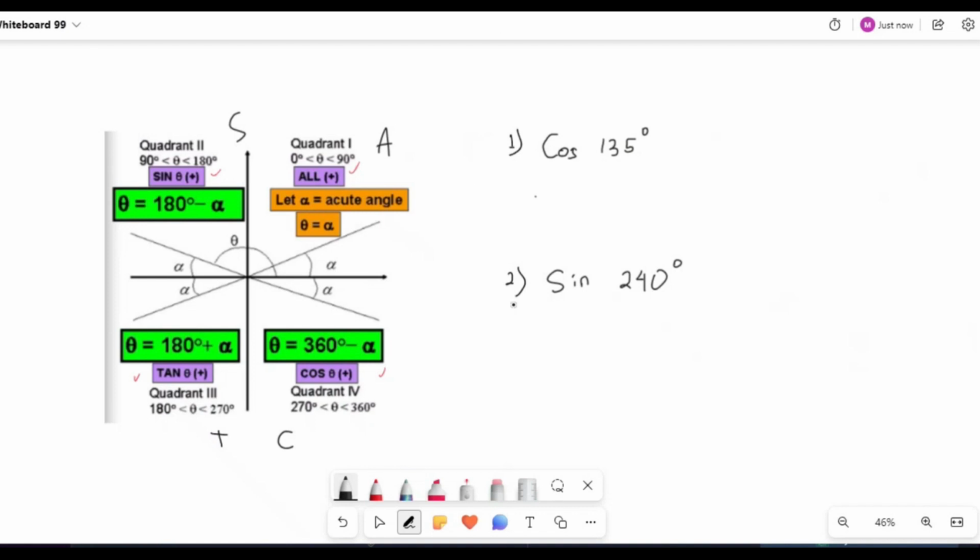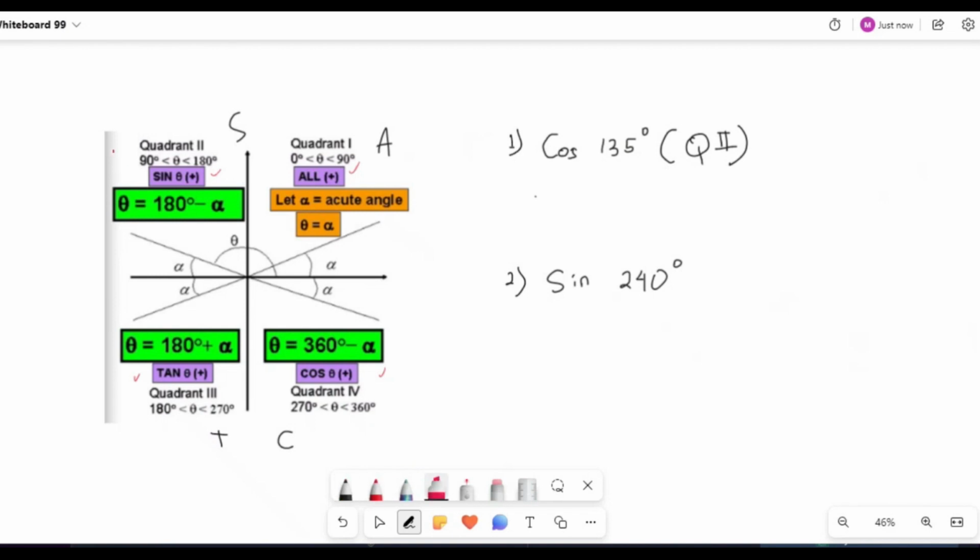Okay, so for example, I have cosine of 135. The first thing that you need to do is see on what quadrant it lies. Cosine 135, it's quite obvious. It's going to be between 90 and 180, correct guys? So it belongs to quadrant 2.